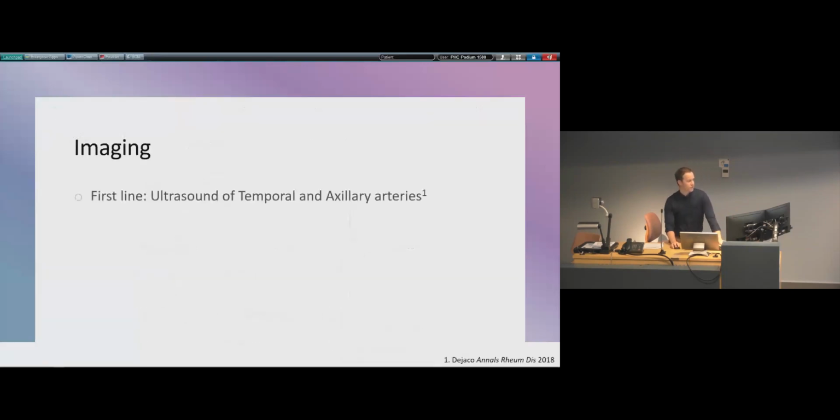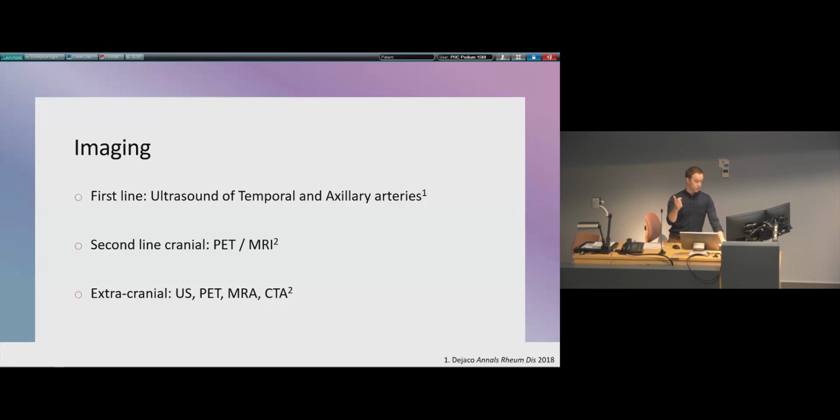So that takes us to imaging. First-line imaging as of the 2018 EULAR criteria is ultrasound of both the temporal and the axillary arteries. Second-line for cranial includes PET and MRI. And for extracranial, there's utility for ultrasound, PET, MRI, and CTA.